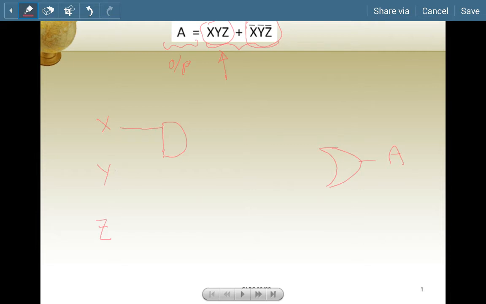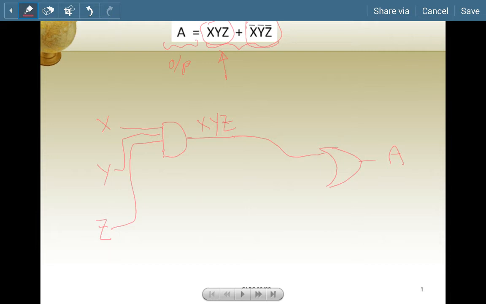Then you AND everything together. So that is my X, Y, Z as expected. So you have done one part of the expression. Great. And you can feed that to the eventual next stage.